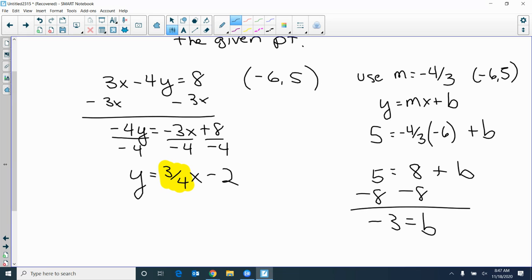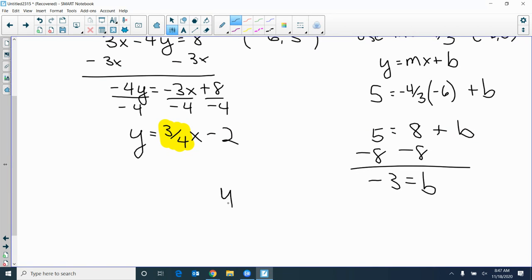So now in the end, you have to use that new slope. You have to use y equals -4/3 x minus 3. You have to use that b value.